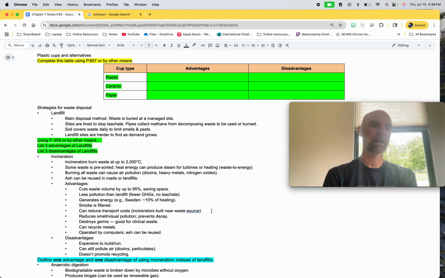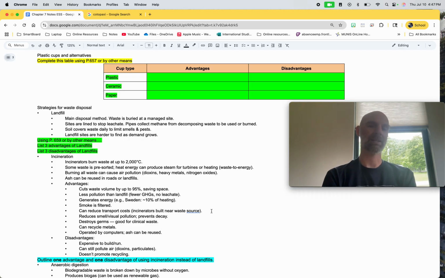So page 369 or by other means, please list 3 advantages of landfills. List 3 disadvantages of landfills. Yep. Incineration.